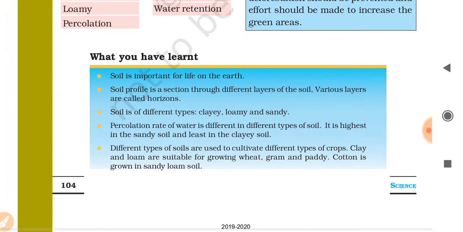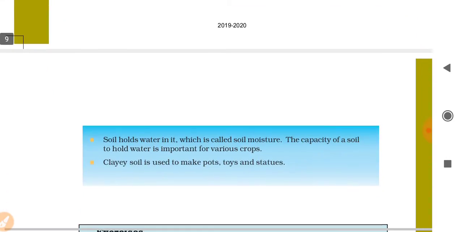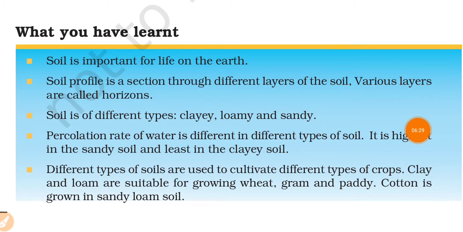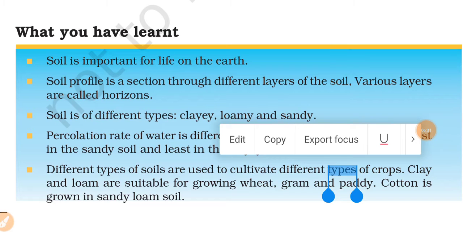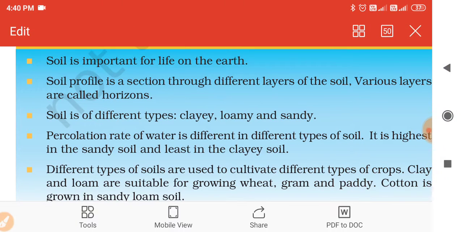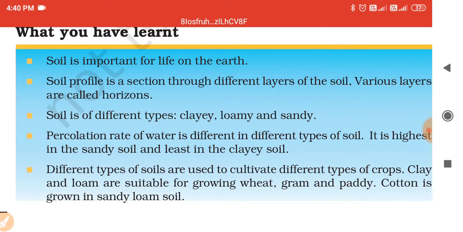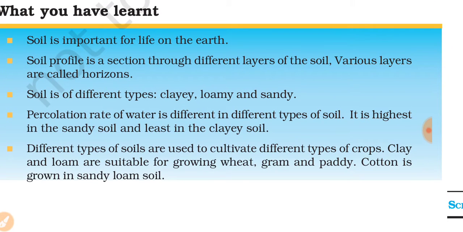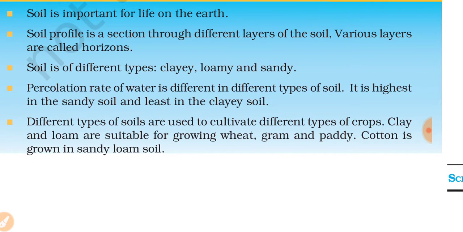So, these are some things that you have read. You have learned in this chapter that soil is important for life on earth. Soil profile is a section through different layers of the soil. Various layers are called horizons. Soil is of three types: clay, loamy, and sandy. Percolation rate of water is different for different soil, and highest in sandy soil and least in clay soil.